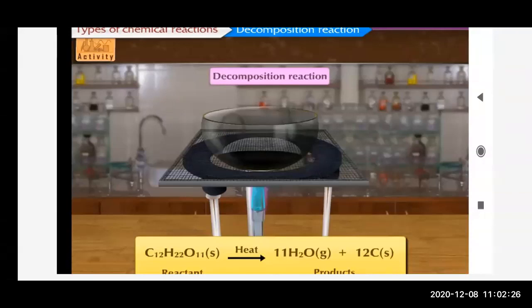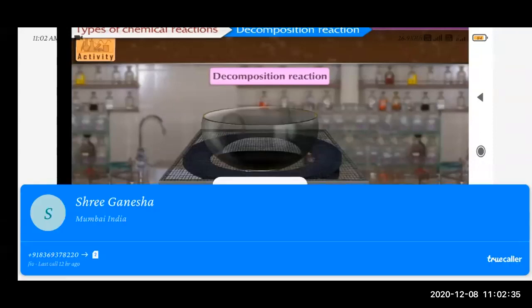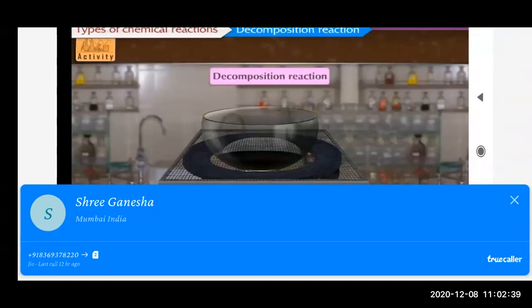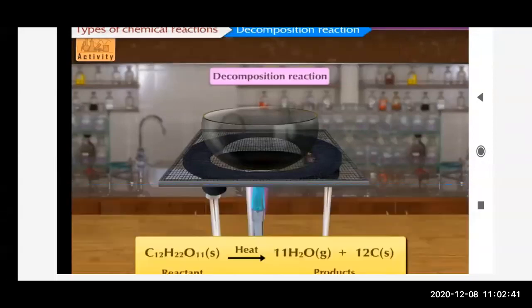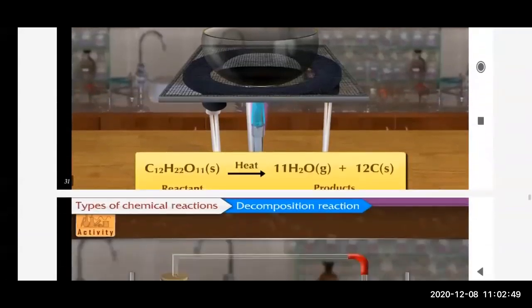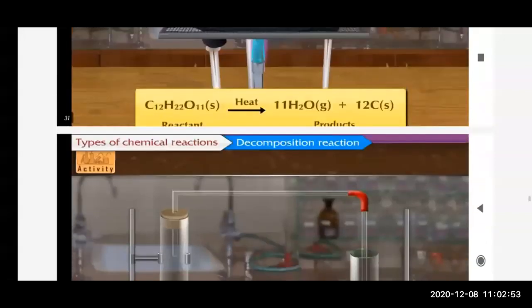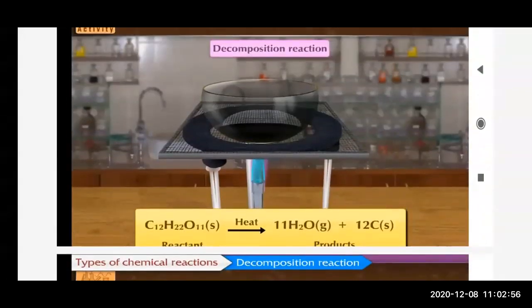It is just the opposite of the combination reaction. In a combination reaction there were two reactants and one product. In a decomposition reaction there is only one reactant, and two or more products are formed. So from this what we can say, the reaction in which only one reactant gives rise to two or more products is called a decomposition reaction. So first remember the first reaction.